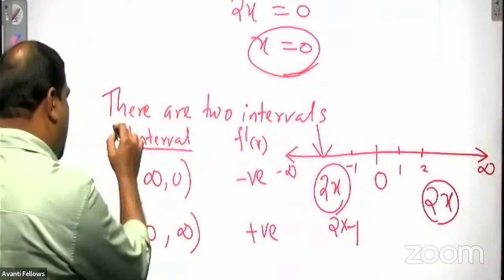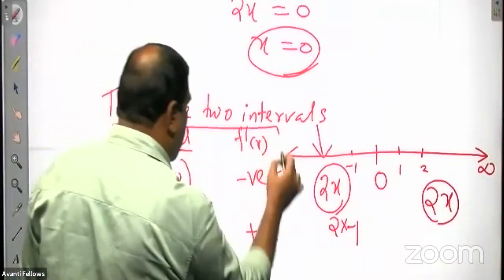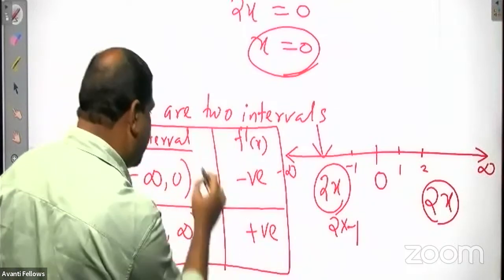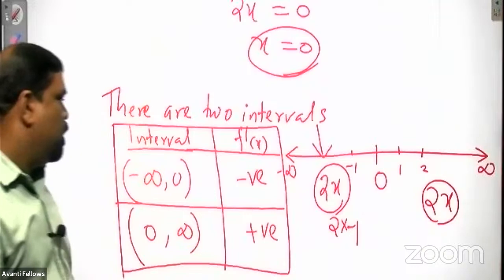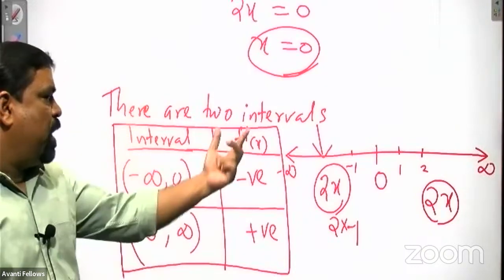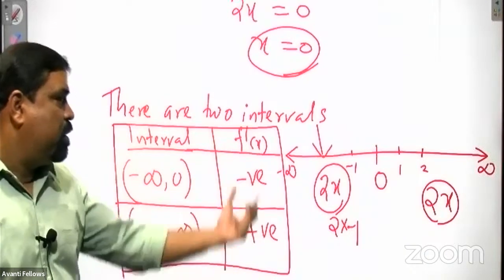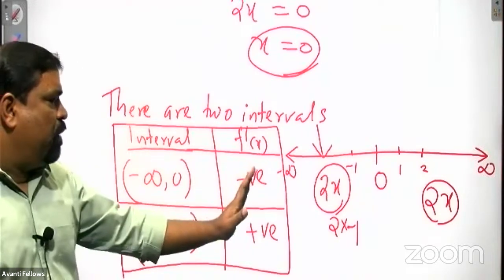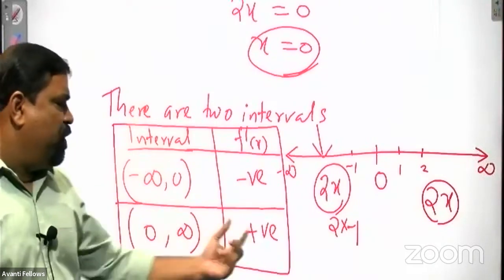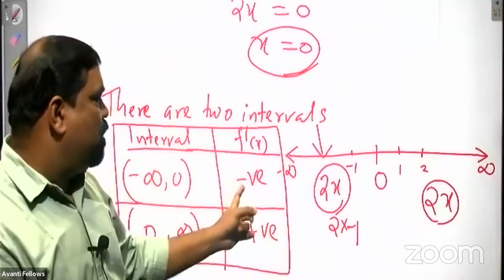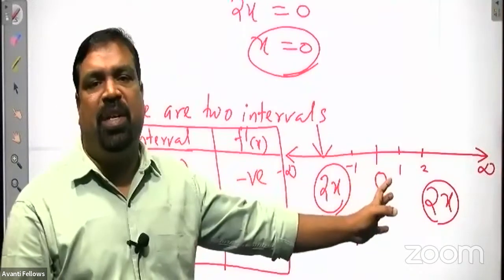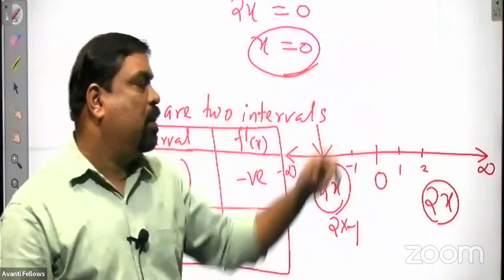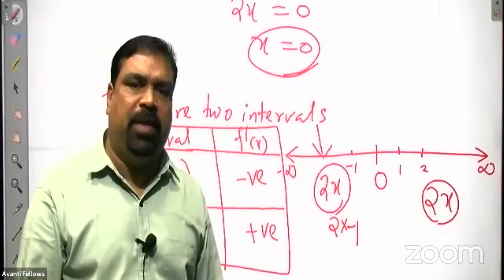If you want, we can make a table also in a neat and clean way. We can also write it like this while writing the answer. You list the intervals and find the sign of f dash x in each interval. Minus infinity to 0, the derivative is negative. 0 to infinity, the derivative is positive. That means in minus infinity to 0, the function is strictly decreasing, and in 0 to infinity, the function is strictly increasing.